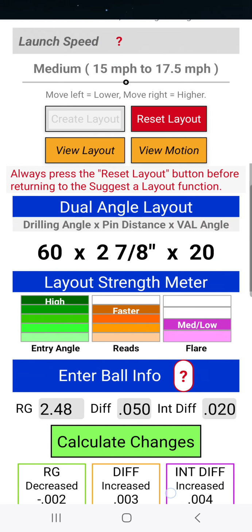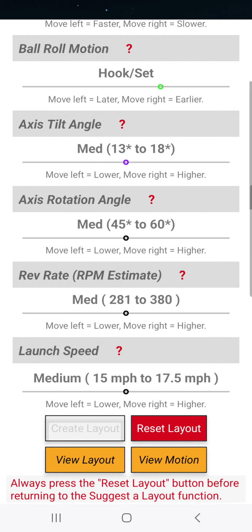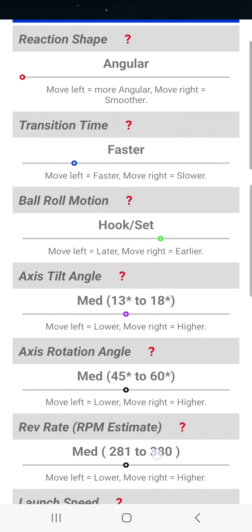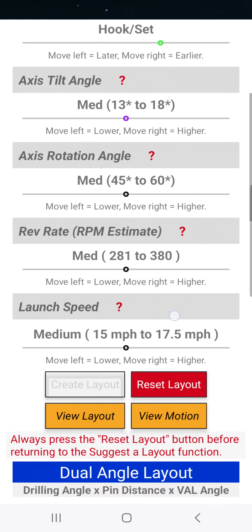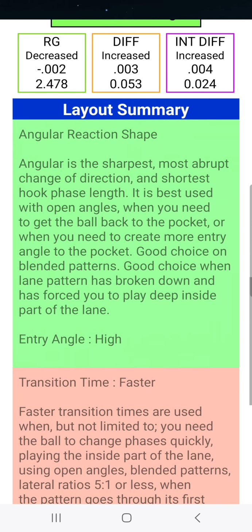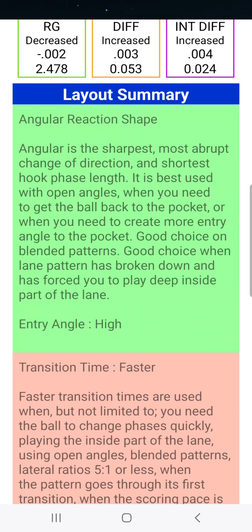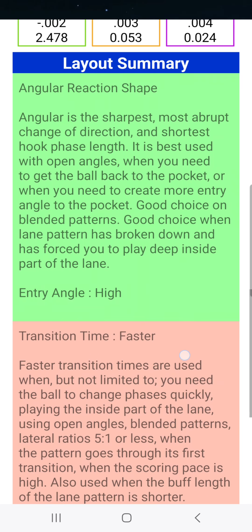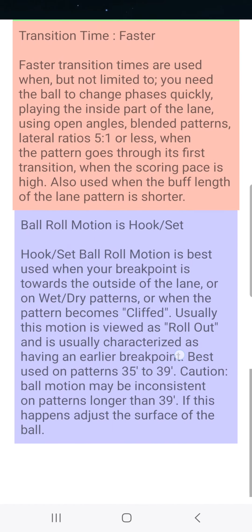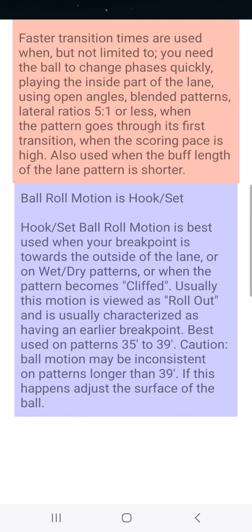So anyway, to get back into it, these were the type of shapes I wanted to see. It spat out a number, and then it will break that down again. So this is an angular reaction shape. It's the sharpest, most abrupt change of direction, and the shortest hook phase length. Yeah, this is all good information, if you're into the sort of thing like I am. Then it tells you about the ball motion.